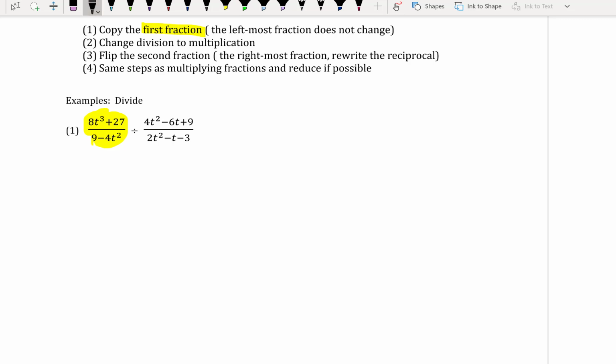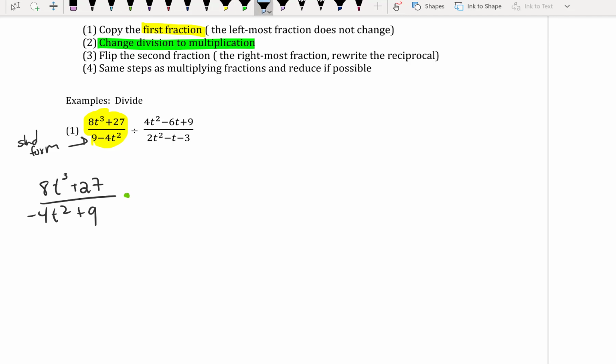I'm going to go ahead and copy that down so that I have an 8t to the third plus 27. And I'm going to rewrite this in standard form so that I have a negative 4t squared plus 9. Then it says to change the division into multiplication. So now I'm going to change that to multiplication.